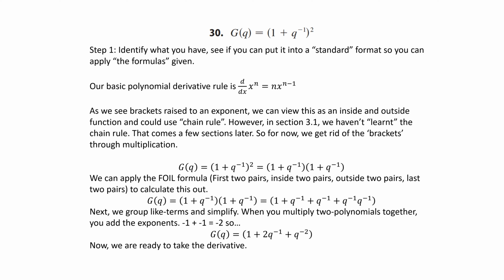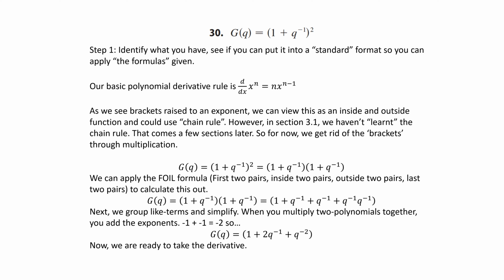The way to get rid of the brackets is through multiplication. So you can look at that (1 plus q to the power of negative 1) all squared as being the same as (1 plus q to the negative 1) in brackets times (1 plus q to the negative 1). And then here you can just apply the FOIL formula, which is sort of grade 9, grade 8 math. You take the first two terms multiplied together, the outside two, the inside two, and the last two. FOIL just stands for first, outside, inside, last. And yeah, it's pretty simple.